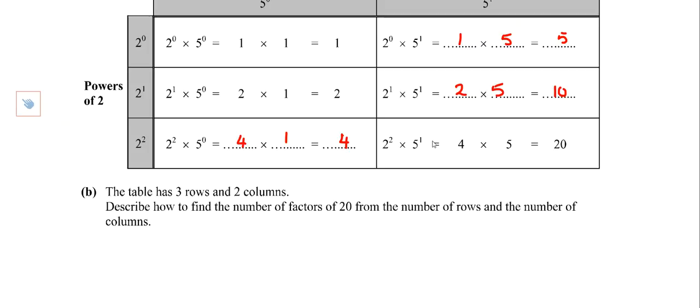How many factors are there? 6 factors: 1, 2, 4, 5, 10, 20. What do you notice? How many rows? How many columns? 2 times 3. So we write rows times columns.